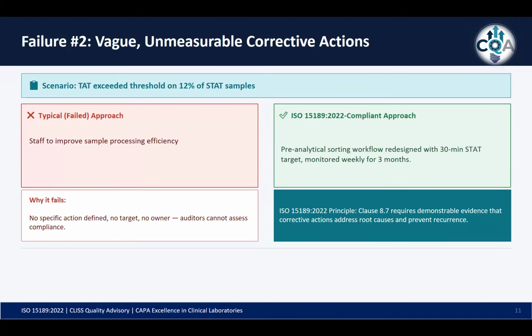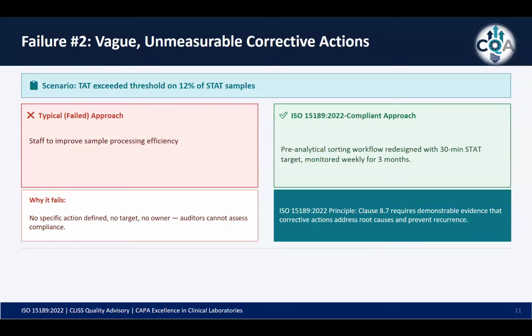Number 2, vague or unmeasurable corrective actions. In a scenario where TAT exceeded the threshold of 12% of stat samples, which the lab has set as a target, the typical approach would be staff to improve sample processing efficiency. It is not clear how the improvement will be measured. It's not specific. There's no target. We don't know who the process owner is.